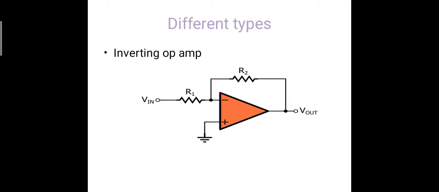Why? Because the voltage gain of this op amp, V0 by Vi, is minus Rf by Ri. The minus indicates the inversion process. So the voltage gain is always negative. Thus, the input will change polarity during output.